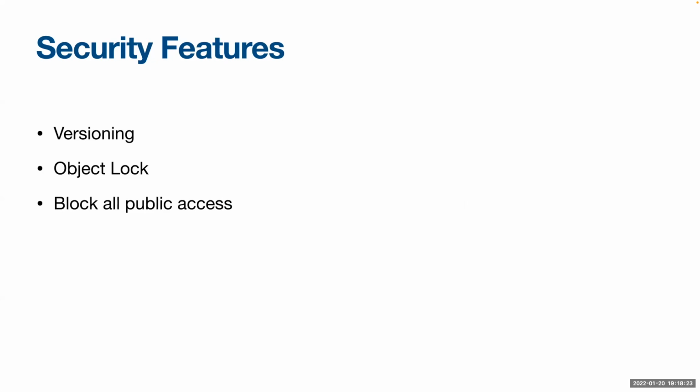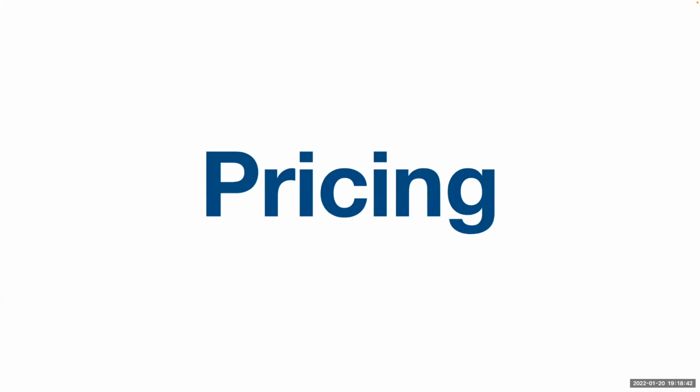Object lock is another feature that allows you to set a retention policy for files, preventing them from being deleted for a specific period of time or indefinitely. And block public access is a simple checkbox that is selected by default and makes it impossible to make an object available publicly. So what does S3 cost?